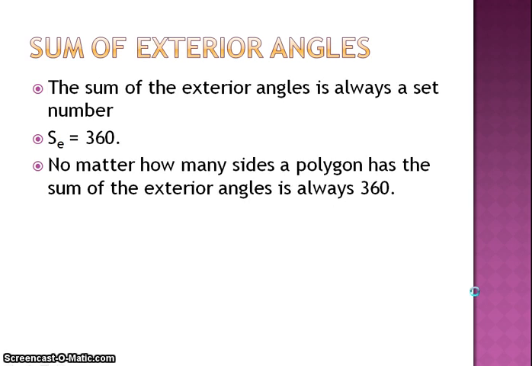The sum of the exterior angles is even easier to figure out. It will always, always, always be 360. It does not matter how many sides the polygon has. It can be 100 sides, it can be 3 sides. The sum of the exterior angles will always be 360.